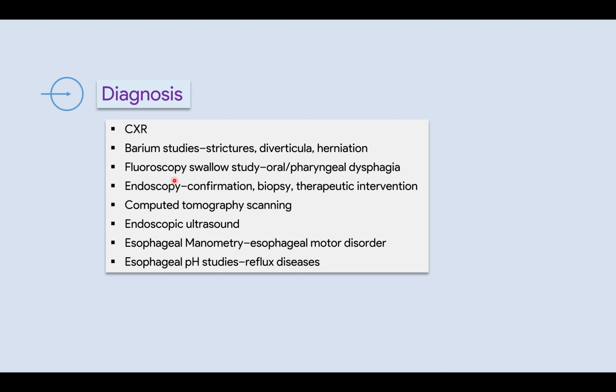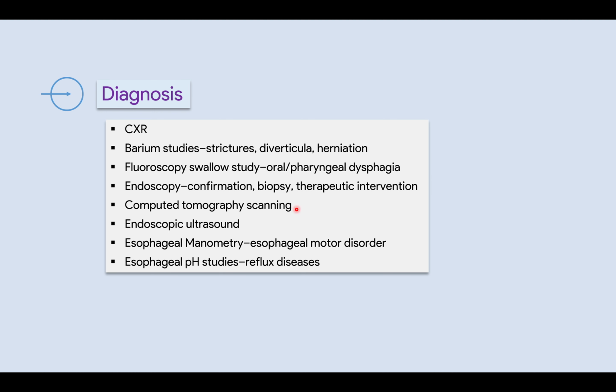Then comes endoscopy, which is the gold standard, in which we'll be able to confirm the diagnosis. We can take a biopsy as required, and we can do therapeutic interventions, such as if there is a stricture or carcinoma, in which case we might take a biopsy, or we might put a metal stent, or we might dilate with the balloon so that the patient is relieved from the dysphagia.